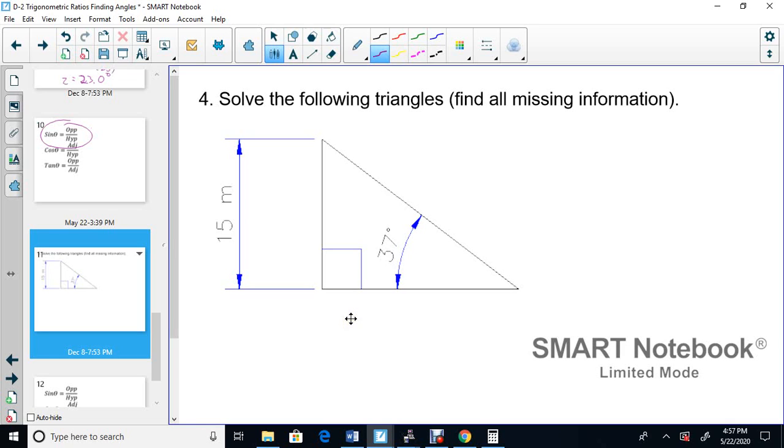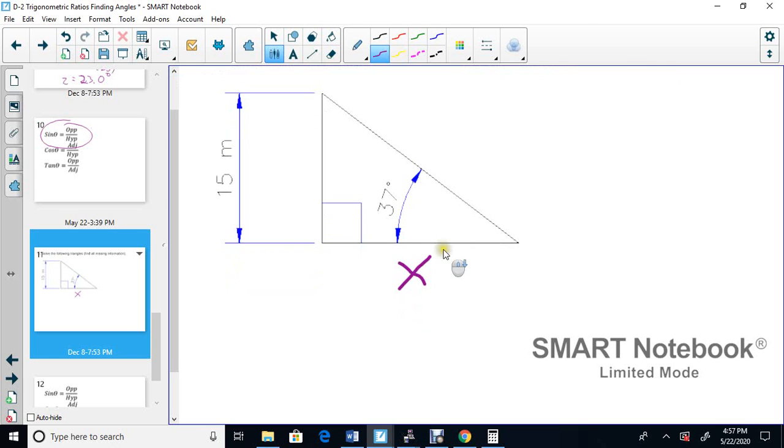When a question says solve the following triangle, you have to find everything. So let's start off by maybe finding x. We're going to start off by finding that x on the bottom. So we're going to label the sides of the triangle, and we're going to find x first.